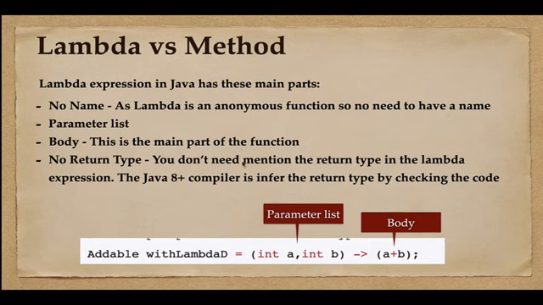You don't need to mention the return type in a lambda expression because the Java 8 compiler infers the return type by checking the code. The Java 8 compiler is smart enough to identify the return type of the expression. We'll see an example of how the Java compiler can identify the return type. If you look at the code snippet here, this is what a lambda expression looks like. This is the parameter list of the lambda expression, and this is the arrow, which links the parameter list with the body, and this is the lambda expression body.